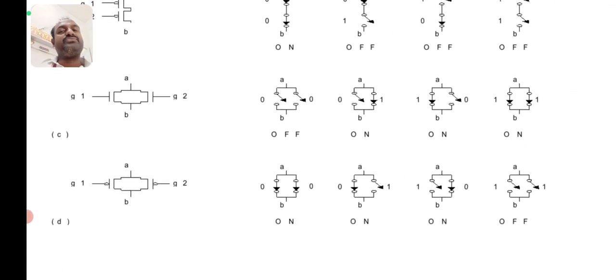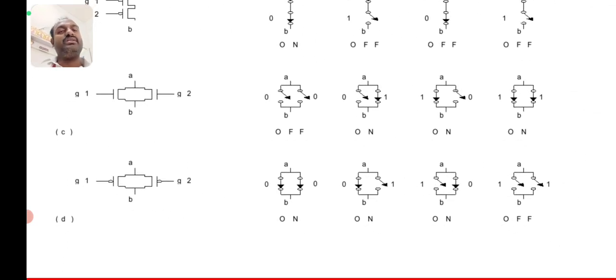And next, both in parallel condition. Parallel condition means if any one is enabled, it will be on. If none is enabled, it will be off. So look at this first, 0 0 means both are not enabled, that is an open condition, so it is off. Another one is 0 1, which means the right side is enabled, so the output will come.